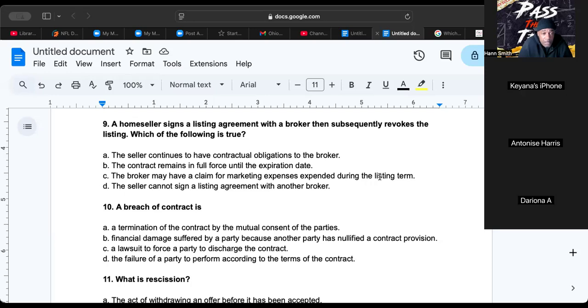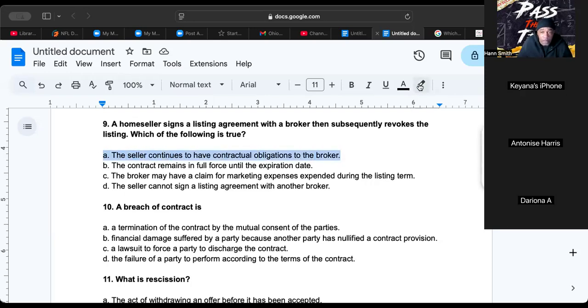A, the seller continues to have contractual relationship obligations to the broker. B, the contract remains in full force until the expiration date. And C, the broker may have a claim for marketing expenses expended during the term of the listing. D, the seller cannot sign a listing agreement with another broker. So I am going to get rid of this one.